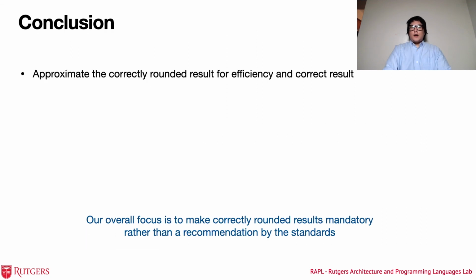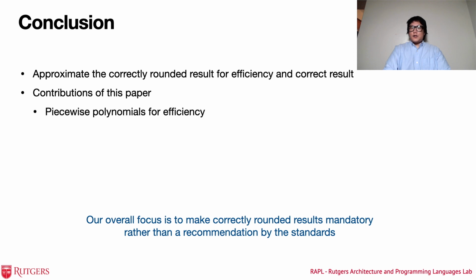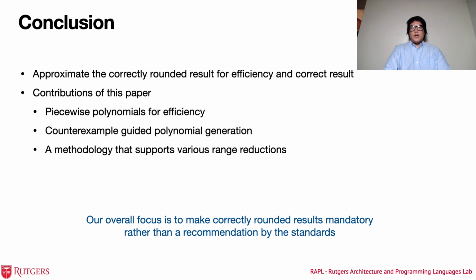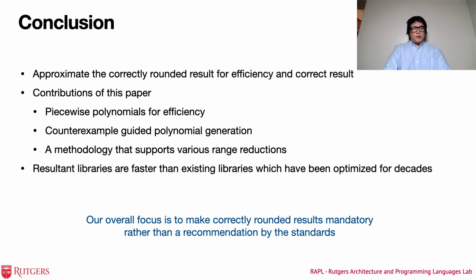To conclude, we make a case for approximating the correctly rounded results and use LP formulations to generate polynomials. To make these LP formulations feasible for 32 bits, we generate piecewise polynomials instead of a single polynomial. We use counterexample guided polynomial generation technique inspired by program synthesis, and we propose a methodology that supports various range reductions. Our resulting approximation functions for 32-bit float and 32-bit positive representations produce correctly rounded results and are faster than mainstream math libraries.